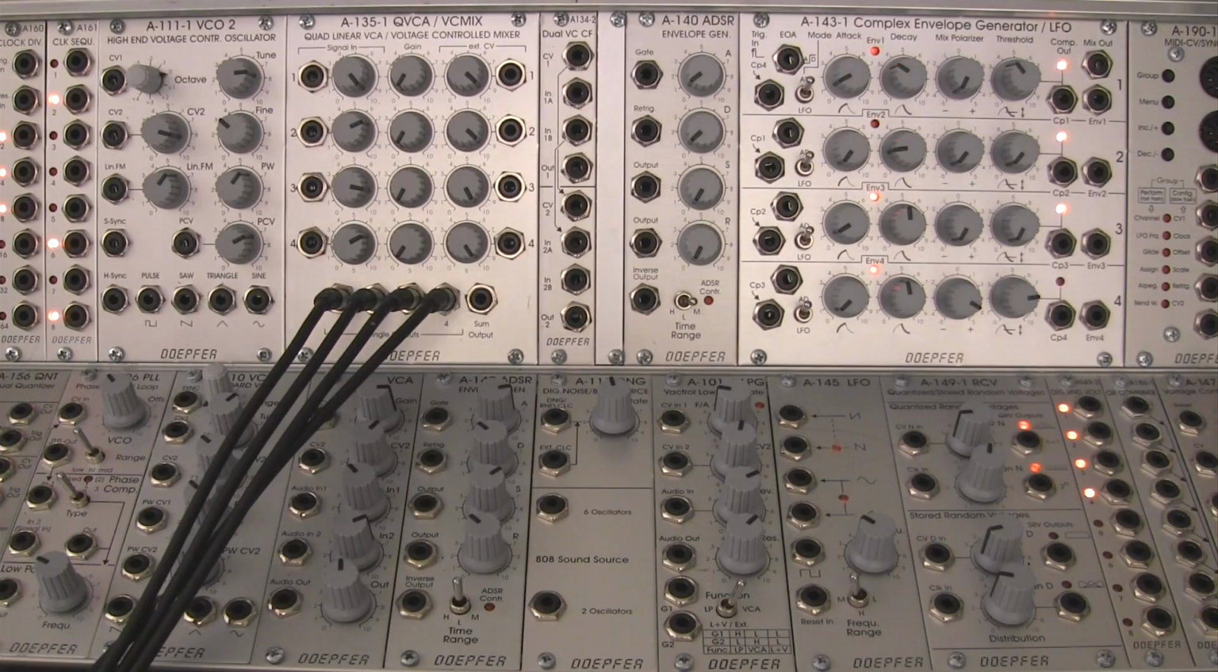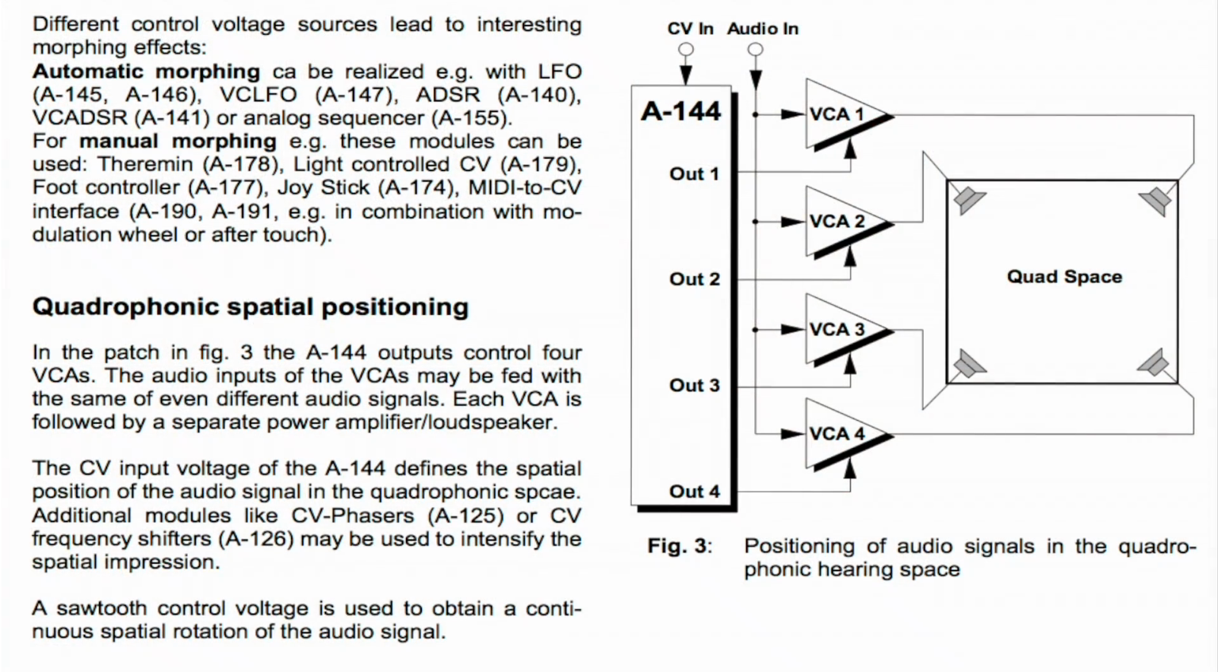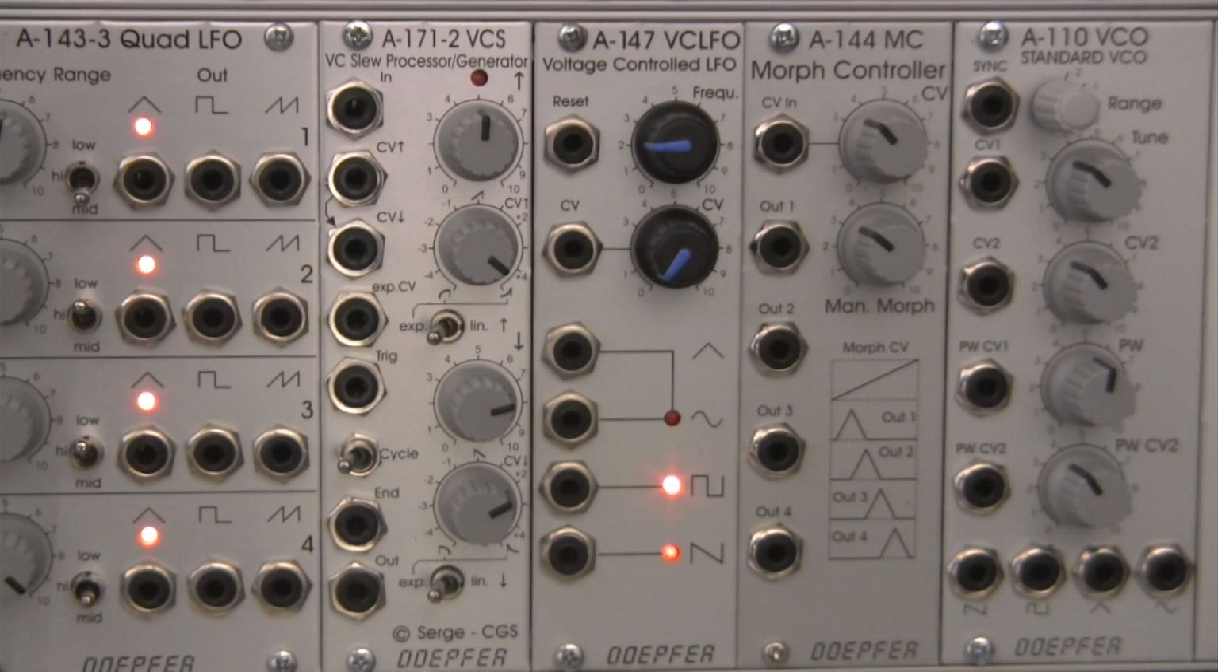I'm going to put it up on the screen so you can see what I'm actually talking about here. This is the Doepfer A144 manual, the page that specifically talks about quadrophonic. And in this, you can see that there are 4 VCAs, and they're feeding out into the quad space over on the right. And then on the far left, you have the Doepfer A144 module that is feeding 4 of its outputs to those 4 VCAs.